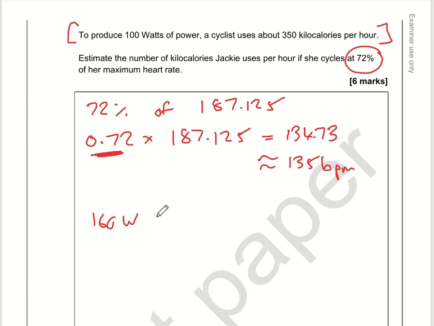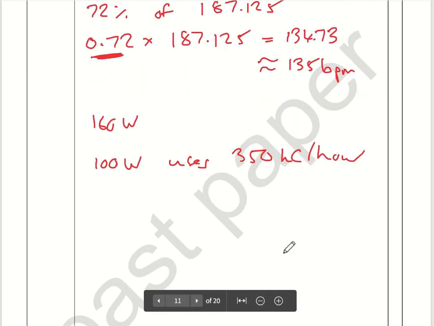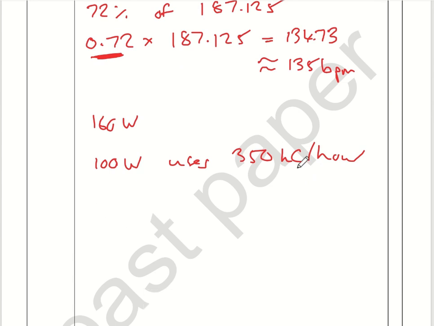So we know that 100 watts uses 350 kilocalories per hour. So I'm assuming the way it works is that 200 watts would use double that. I suspect in reality that is not the case, but that's the best we can go with here. So if 100 watts uses this amount, what does 160 watts use? So what I need to do is first of all work out what 1 watt uses. If 100 is 350, then 1 is going to be 100 times less than this, so 3.5 kilocalories per hour.